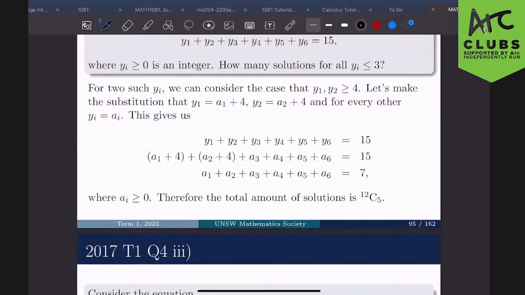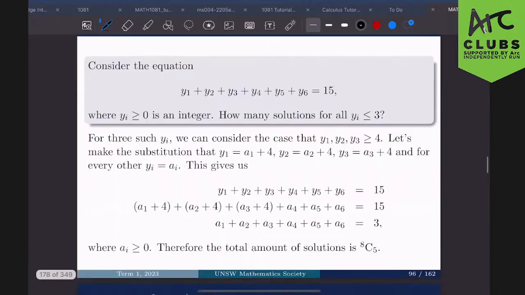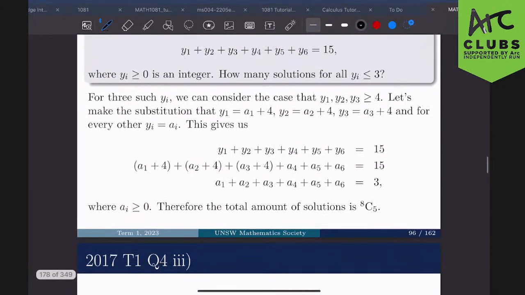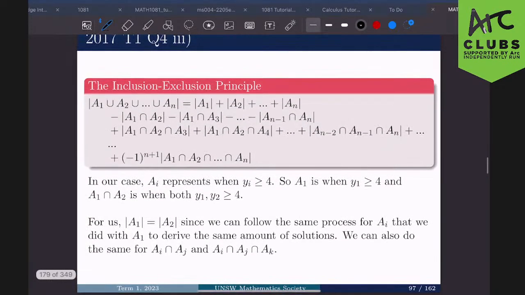So we've just subbed in y1 and y2, and we get 7. Apply the formula again, and then we repeat the exact same thing again. And this is the number of solutions. But now we have to find a way to make sure that what we're going to be adding and subtracting from the total is actually representative, is actually correct.